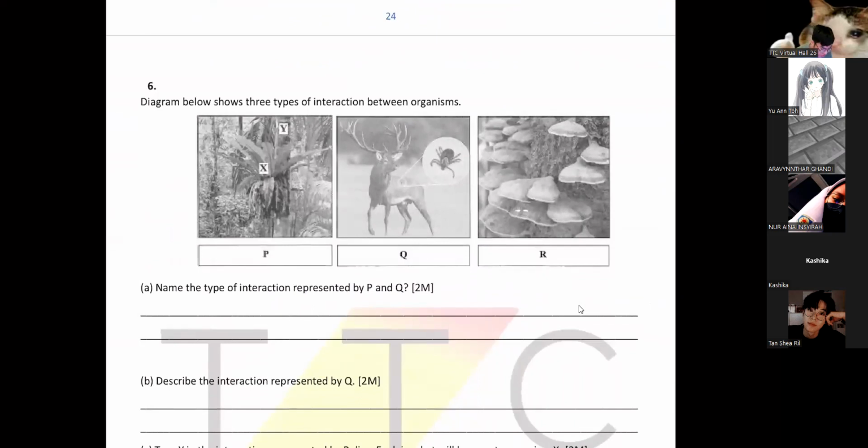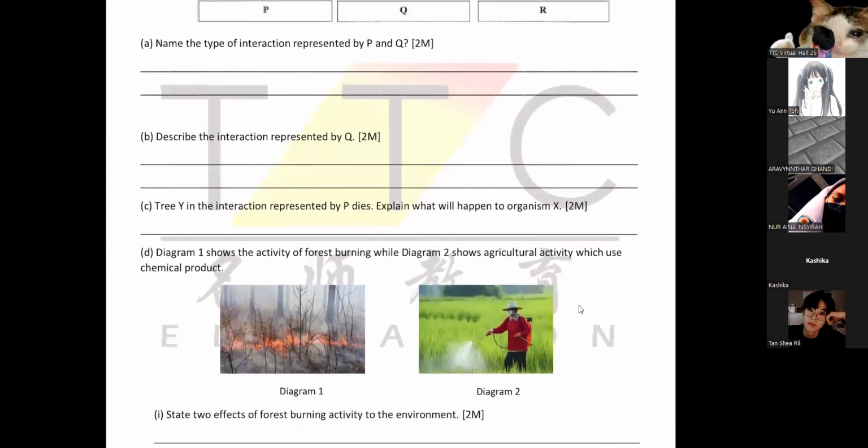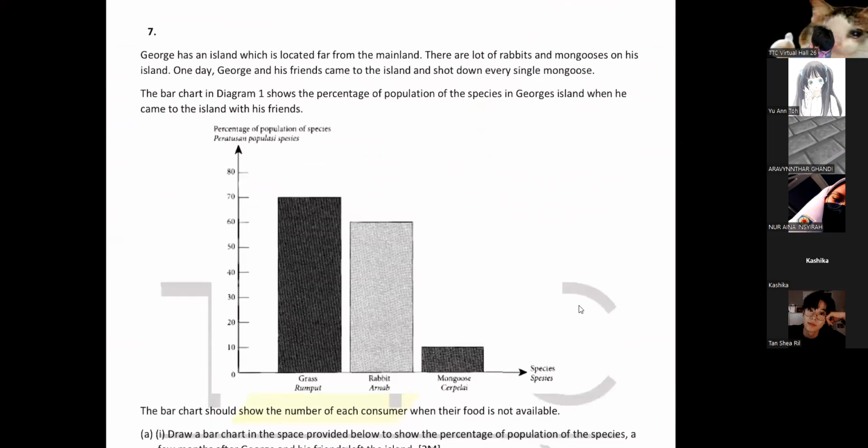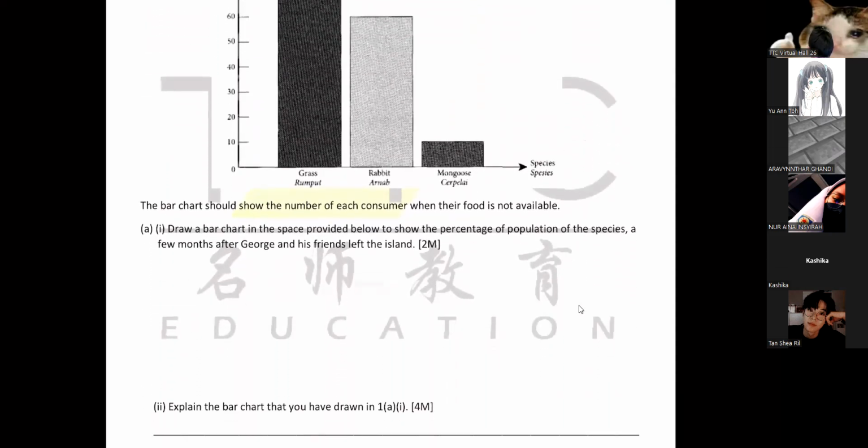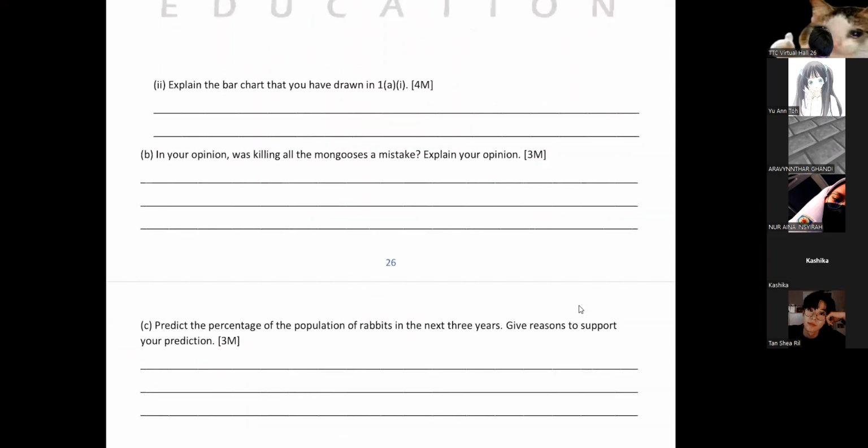So this is your fern, commensalism. This is kutu, parasitism. This is your, what is this? Is this lichen? Maybe. Yeah. This is your mutualism. So you can answer this yourself lah. The rest of it is the same. You see, rabbit and mongoose. This is basically your prey and predator, I think.